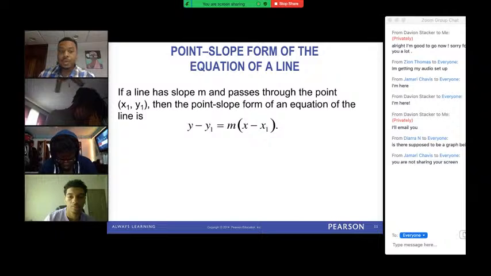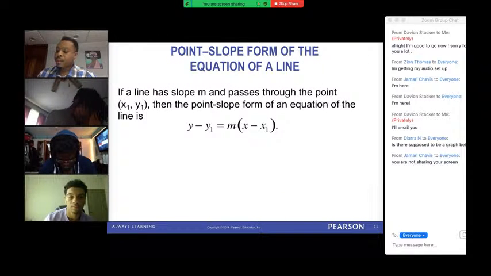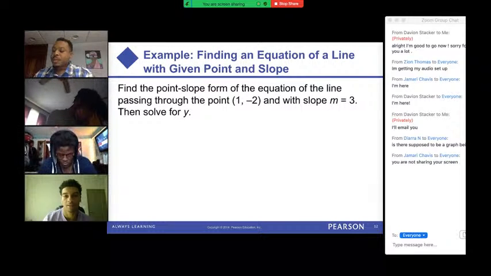Okay, let me see something. Yeah, we're good. It says if a line has a slope m and passes through a point, then the point slope form of the line is given by this. So we use this formula whenever we have a point and a slope. I might do one demo in this form. It is a good idea to add this to our formula sheet, but I'm a fan of just using slope intercept, y equals mx plus b. Actually, I'm going to do this one in slope intercept.